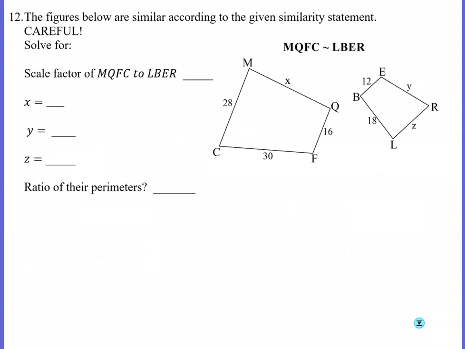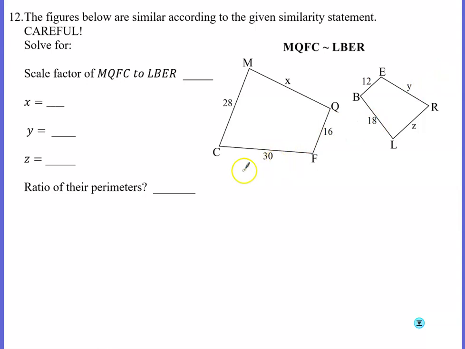All right, we've got the last two, and they're kind of the heaviest. The figures are similar according to this statement. This is really important because this shape can look similar in two different ways, so you really have to use this to match up who goes with who. First I need a scale factor. The first thing I would do is try to match up two sides. You have to be really careful, because does 30 go with 18, or does 30 go with Y?